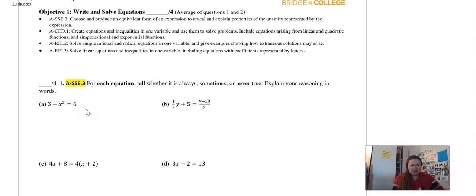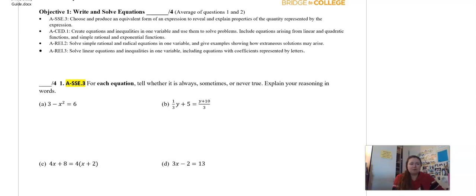So when we're looking at it here, question part A for question 1. And this is on the test. I'll grade you out of 4 points on this question. 3 minus x squared equals 6.